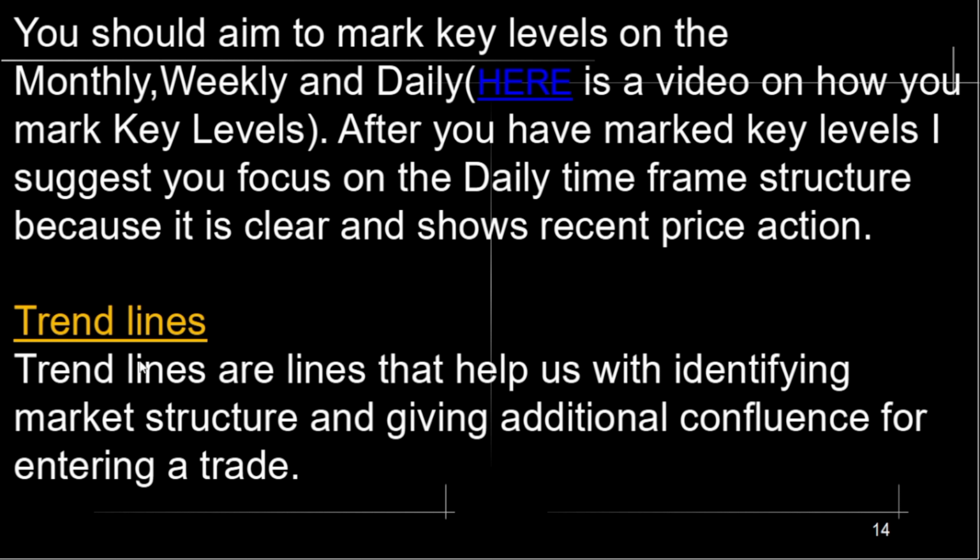We come to trend lines. Trend lines are lines that help us with identifying market structure and giving us additional confluence for entering a trade. So trend lines can be used for both identifying market structure, identifying what trend the market is in, and they can also be used as additional confluence tools that can help us take a trade and have confidence in the trade that we have taken. So it's a multi-purpose tool.